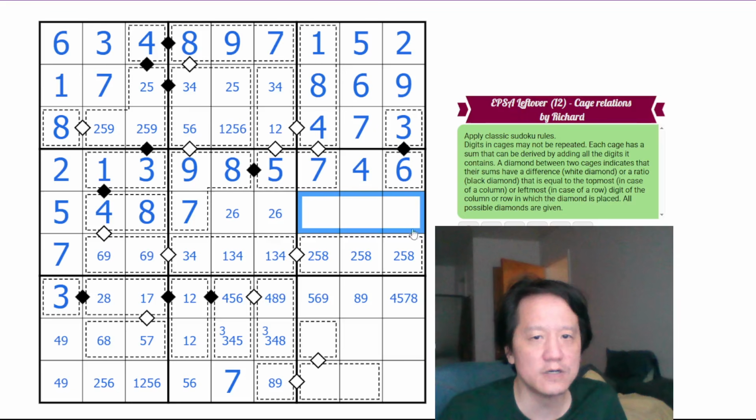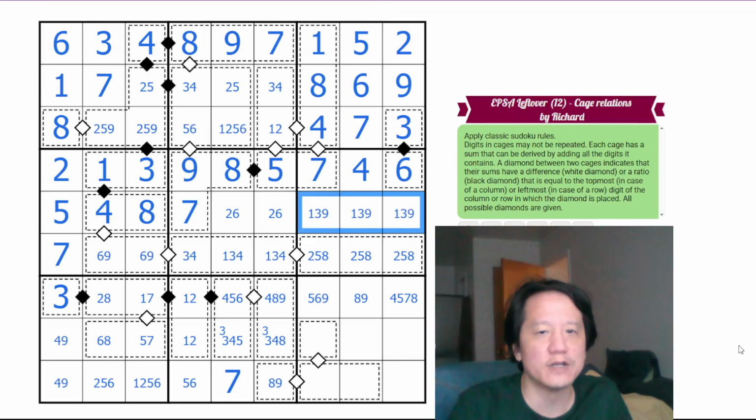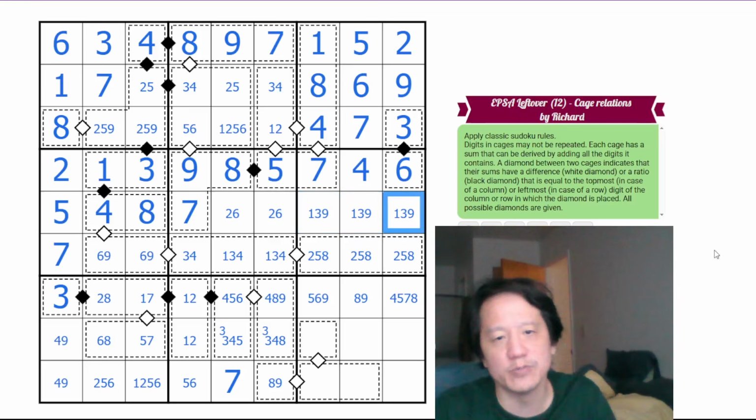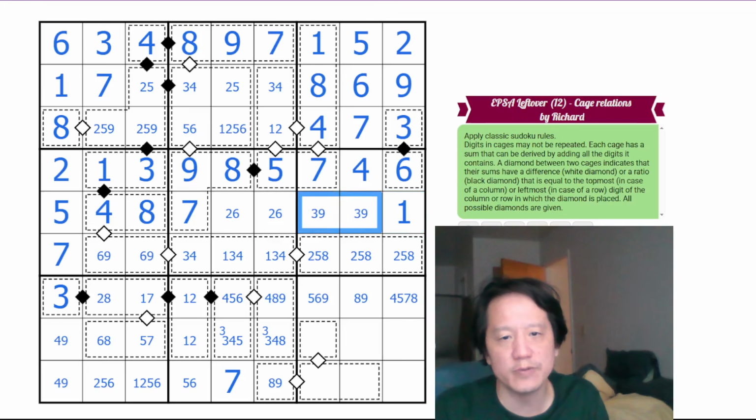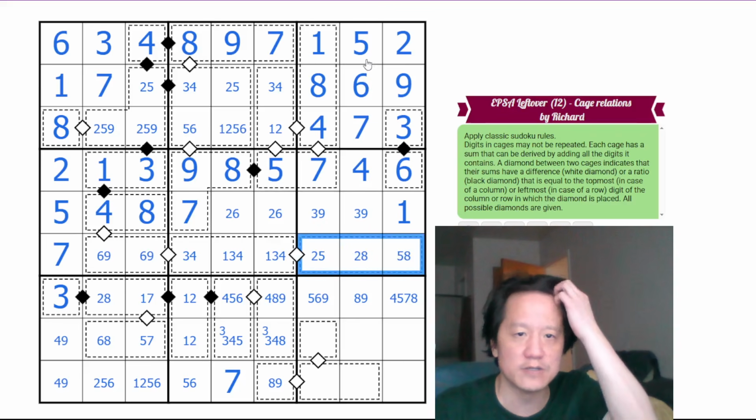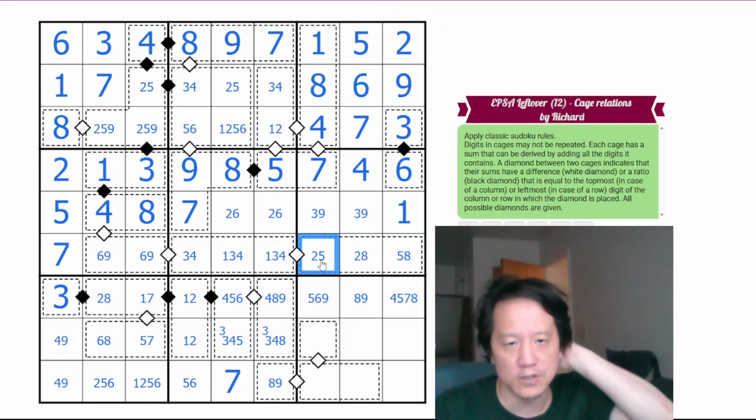Remaining digits of row 5 are 1, 3, and 9. This cannot be 3 or 9 here because of 3 or 9 in the column. So that's 1, which means these can't be 1 here. This can't be 2, this can't be 8, this can't be 5 because of the respective digits in the columns.